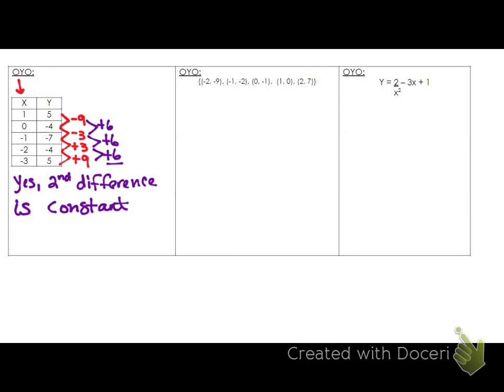So we're going to look at our y's: negative 9 and negative 2. How do we go from negative 9 to negative 2? Plus 7. Then from negative 2 to negative 1, plus 1. Negative 1 to 0 is plus 1 again, and 0 to 7 is plus 7. So that's my first difference.